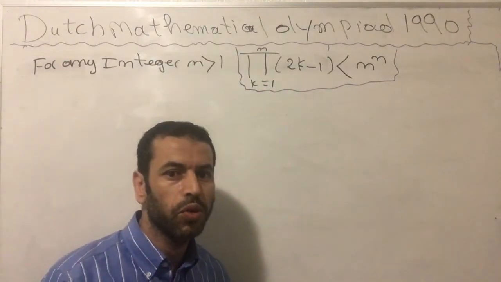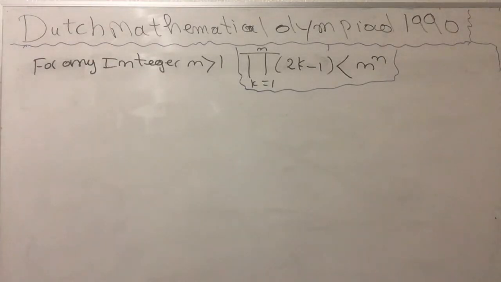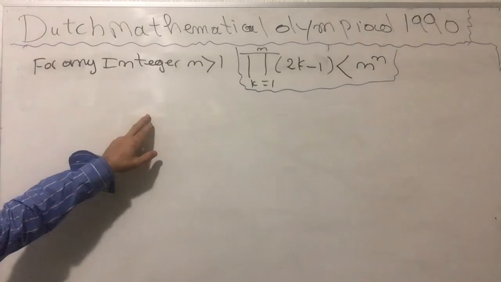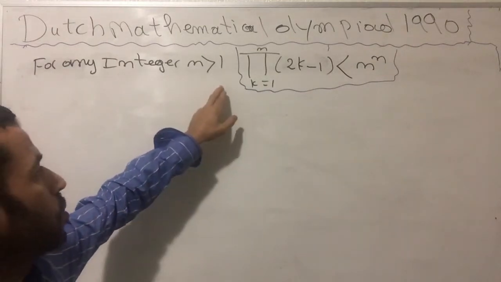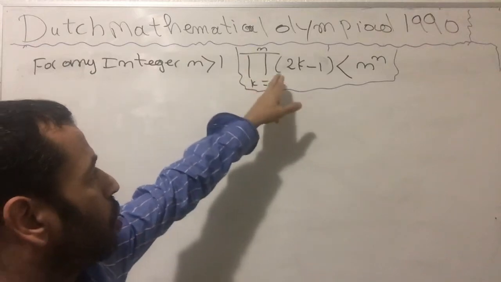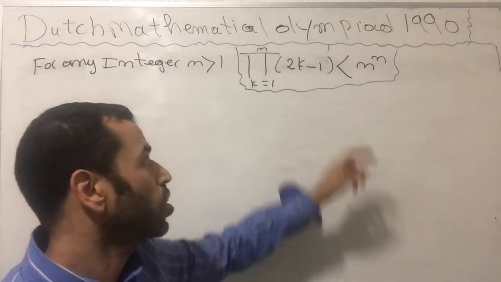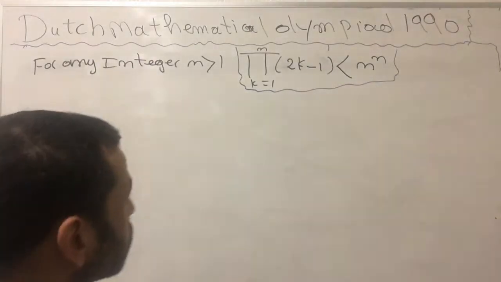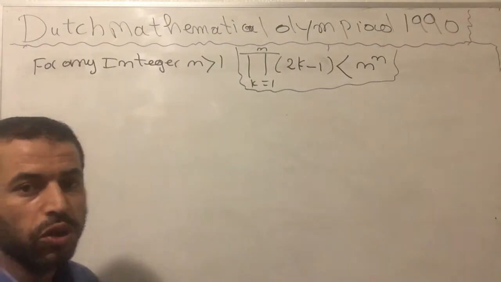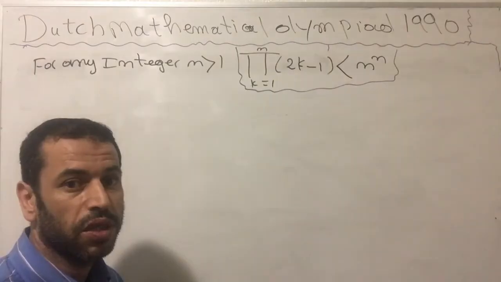In today's video, I'm going to do a very interesting problem from the Netherlands Mathematical Olympiad of 1990. The question: for any integer n strictly greater than 1, we have this product, as k goes from 1 to n, of 2k minus 1, which is strictly less than n to the n. Go ahead, pause this video and give this problem a try. When you're ready, come back to see the full solution. Okay, let's get started now.